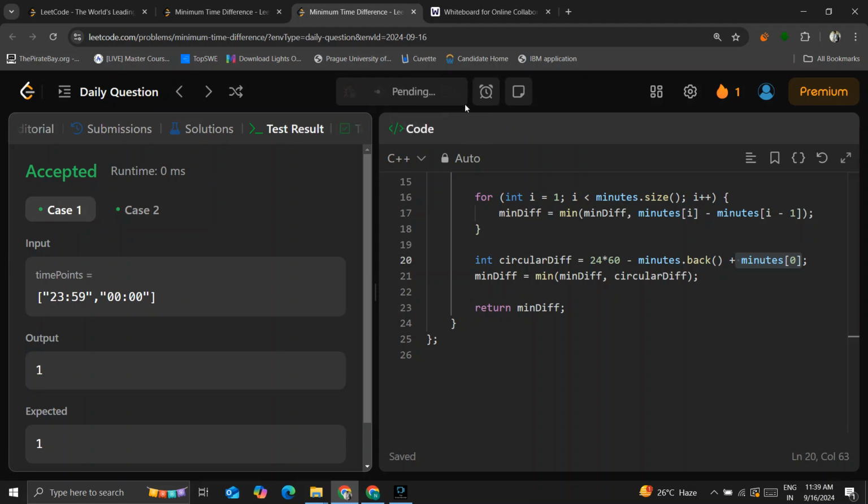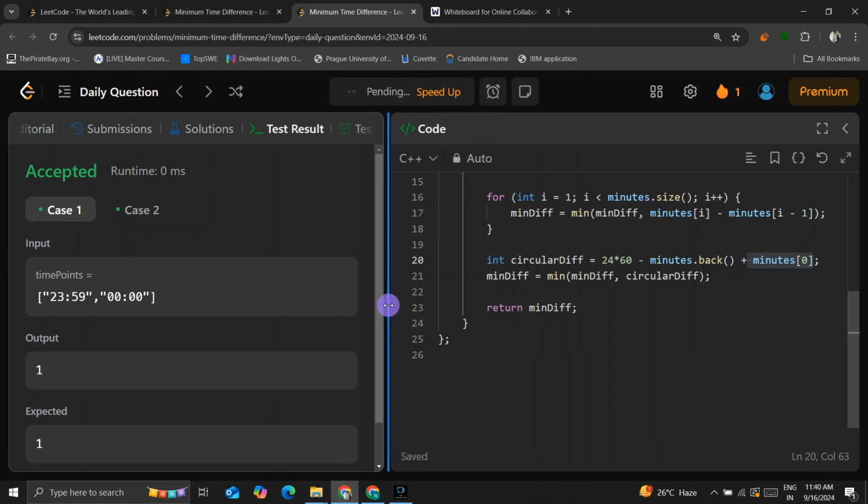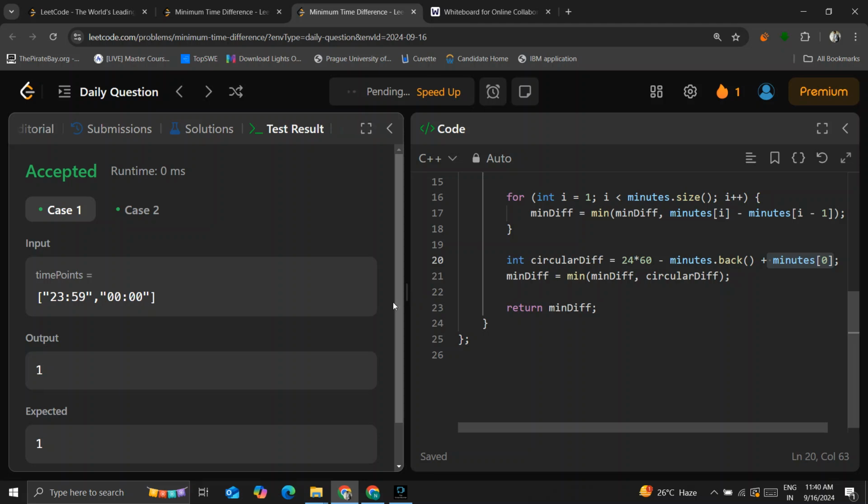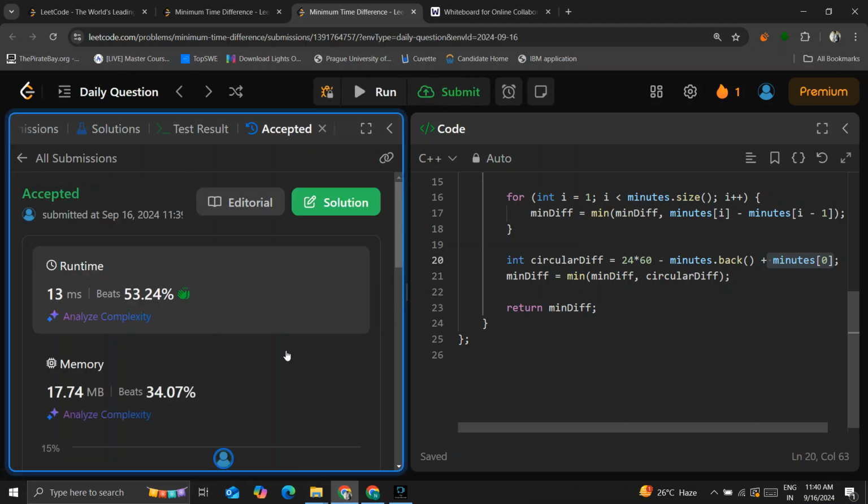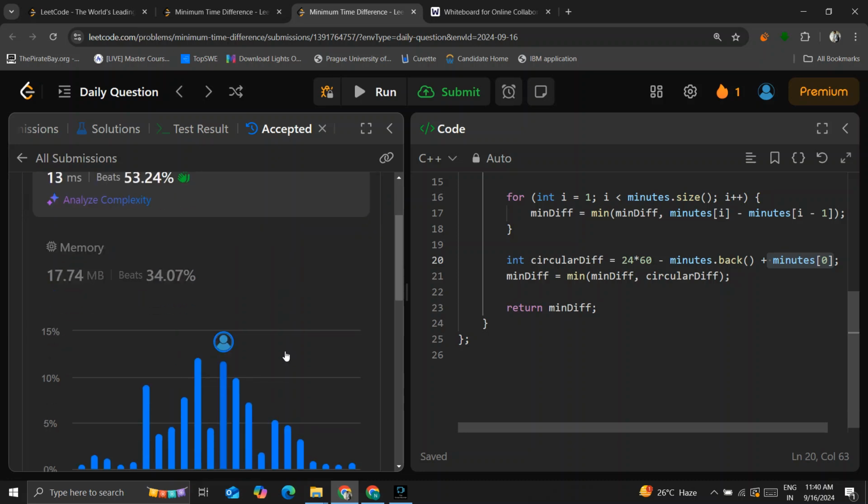As you can see, it is accepted, and now if I submit it, yes, it is accepted. So hope you have understood this problem, guys.